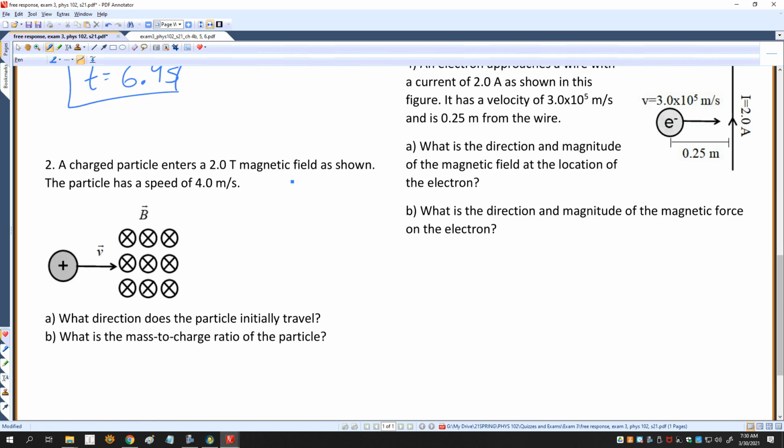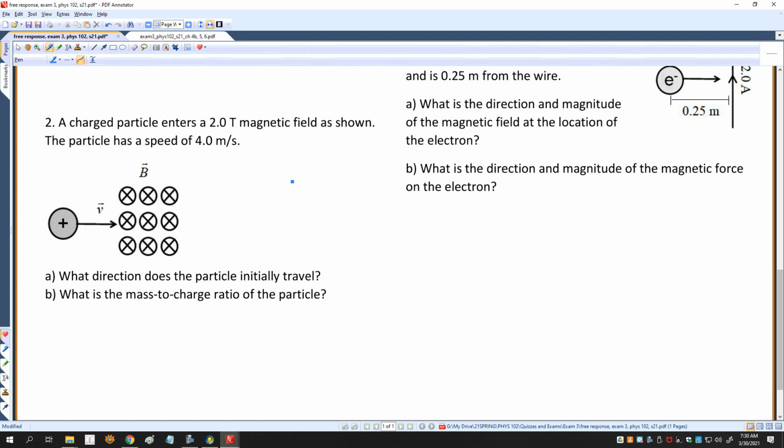A charged particle enters a 2 Tesla magnetic field. As shown, the particle has a speed of 4 meters per second. What direction does the particle initially travel? So we're going to use our right-hand rule for that. We're going to let our index finger go in the direction of V. We'll let our middle finger go in the direction of B, and then our thumb gives the direction of F.